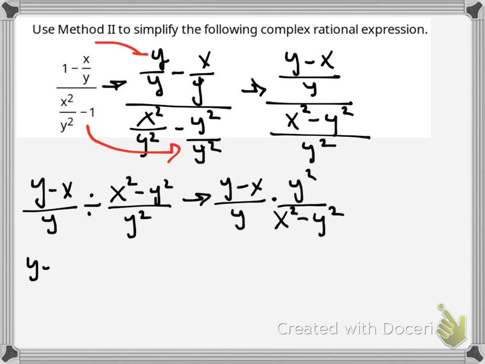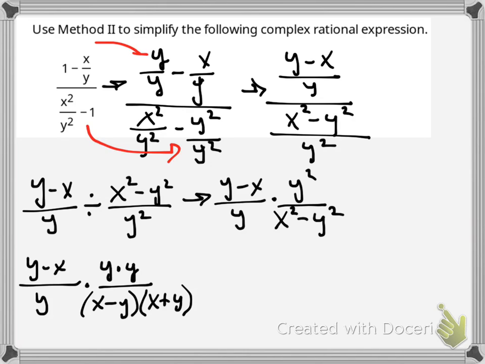Now I can go in and factor. y squared is y times y. The denominator down below is the difference of squares, so I'm going to factor that. That's going to be x minus y times x plus y. The y's are going to simplify.